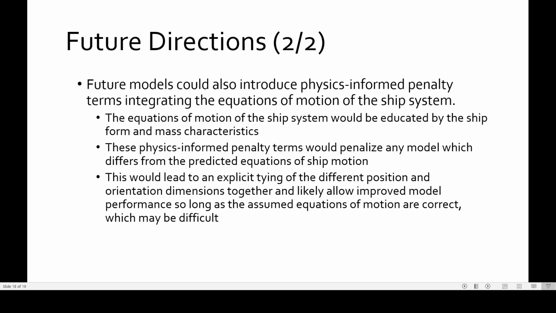Future models could also introduce physics-informed penalty terms integrating the equations of motion of the ship system. The equations of motion would be informed by the ship form and mass characteristics, and these physics-informed penalty terms would penalize any model which differs from the predicted equations of ship motion, leading to an explicit tying of the different position and orientation dimensions together, allowing improved model performance so long as the assumed equations of motion are correct, which, however, may be difficult.